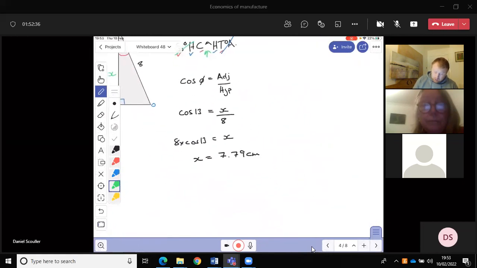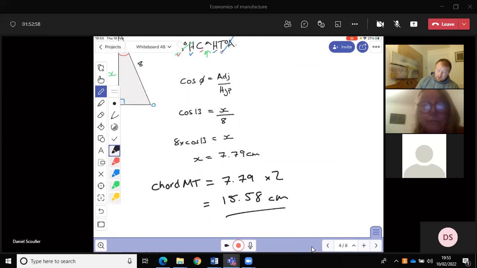So chord MT equals 7.79 times 2, which is 15.58, and we're working in centimeters.